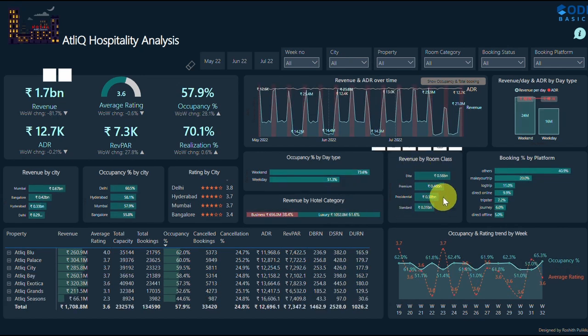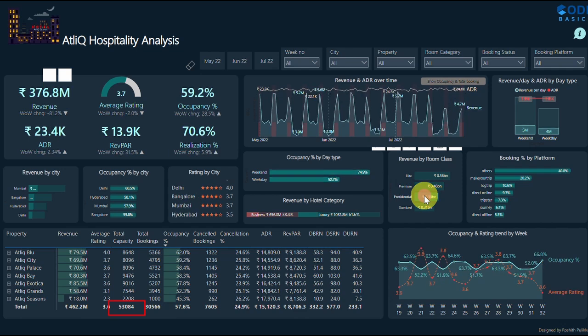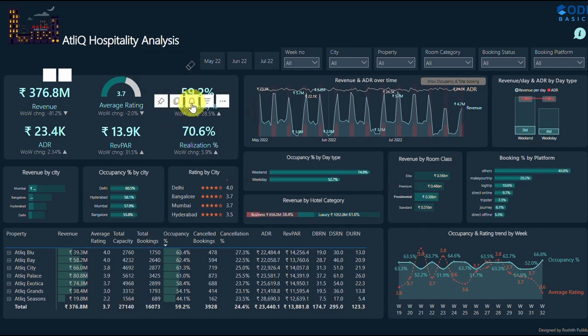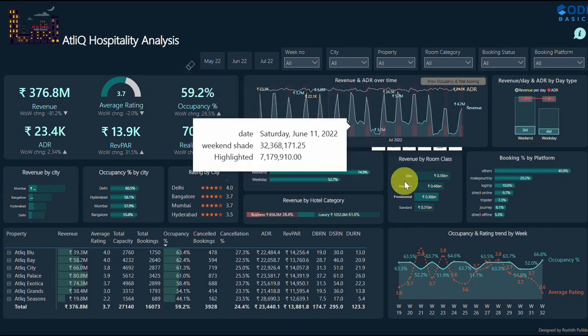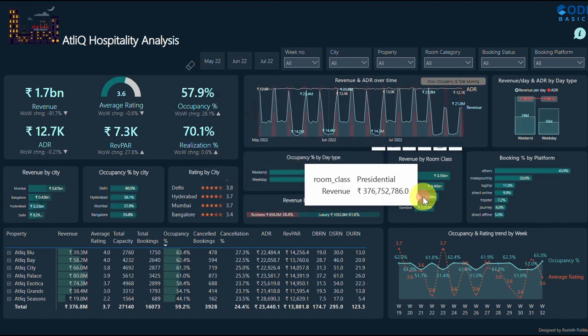Breaking down revenue by room class, the elite category generates the highest revenue and it also has the highest capacity. When we compare occupancy and ADR, the presidential rooms, which have the highest average price of 23,400 rupees, also have a strong occupancy rate of 59.2%. This indicates the potential for significant revenue generation from this premium room category.